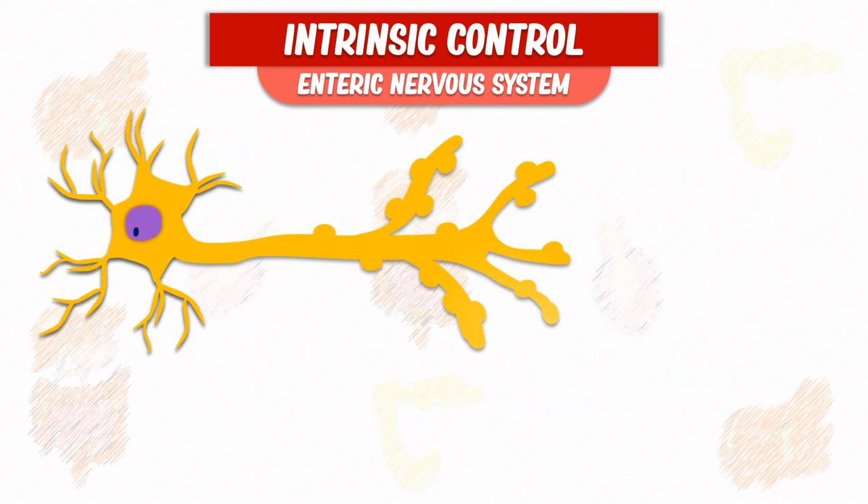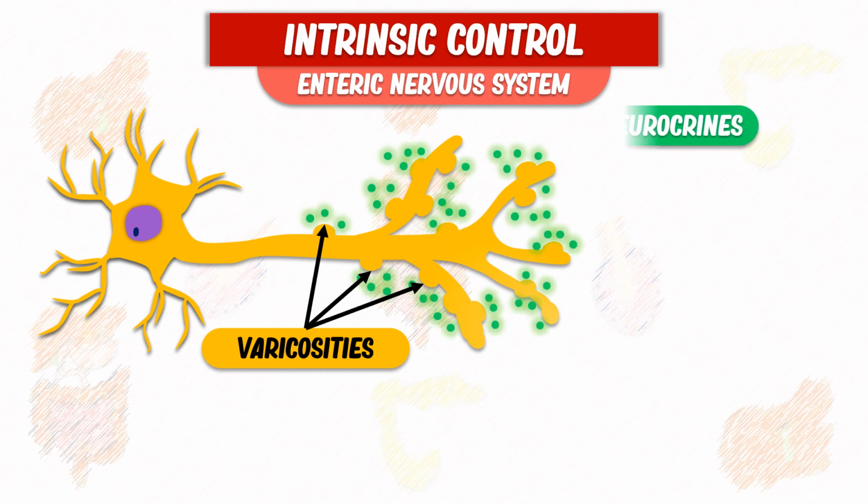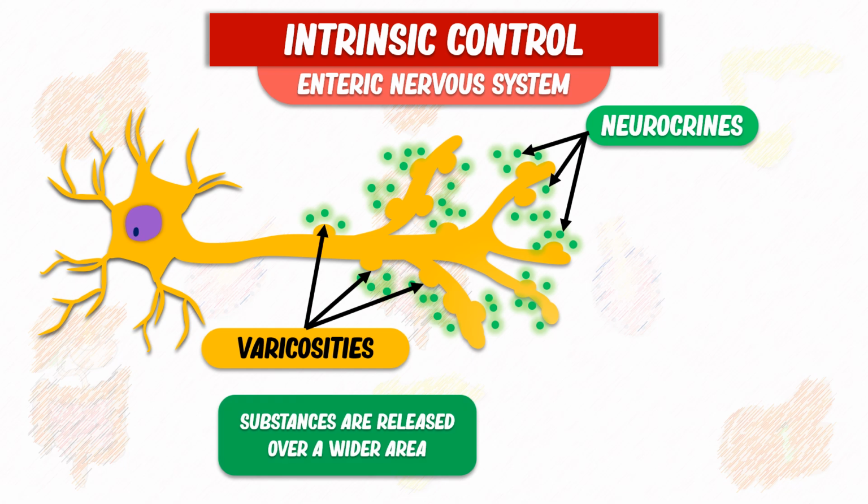One difference between enteric neurons and classic neurons in the nervous system is that enteric neurons have swellings along the axon branches called varicosities. These are vesicles containing various regulatory substances, collectively called neurocrines, as mentioned earlier. Neurocrines are released from these varicosities, influencing the activity of glands and smooth muscle. This configuration allows substances to be released over a wider area.